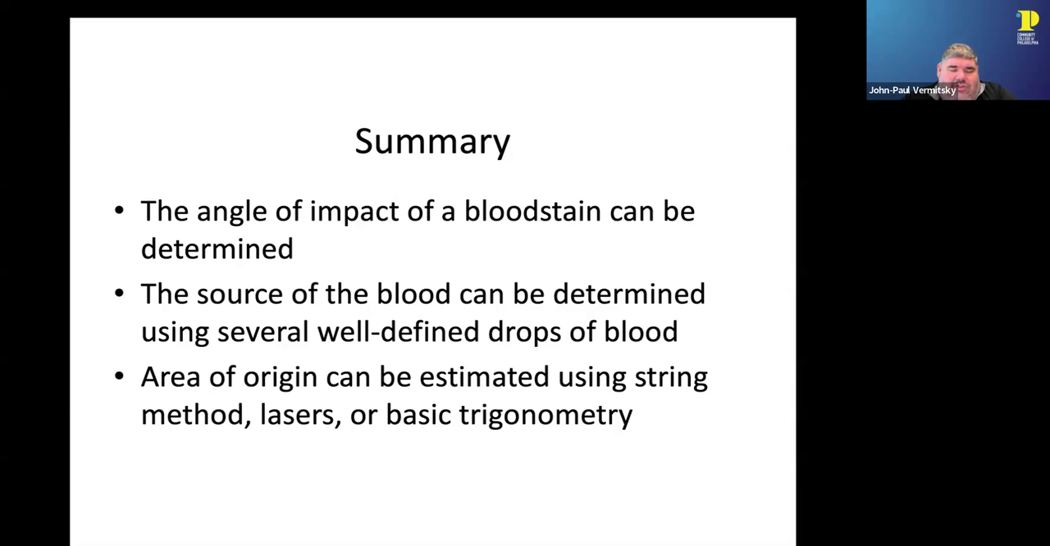Back in the day, they used to use strings. That's more of your low-tech version. Today, we have lasers that can also do this. And we have cameras that can, using the lasers, really pick up a lot of this and reconstruct maybe what happened.